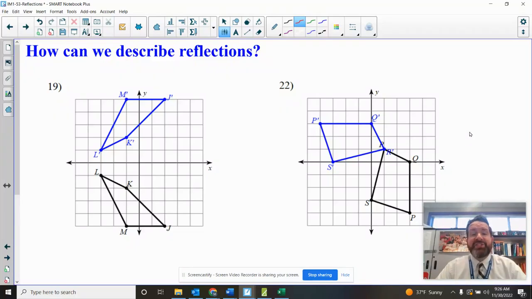One more thing we'll be asked to do is to describe reflections that have already been done. So in this case, we can see it. All right, I've got my original shape down here. This is the reflection because it has the primes on the points. So those are the image points.